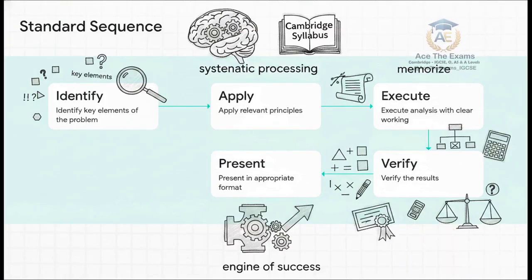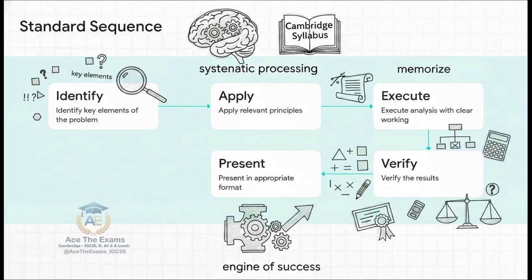First, identify the key elements. What are your independent input variables? And what is your continuous target output? Second, apply relevant regression principles, deciding whether a simple linear, multiple linear, or polynomial model fits the data distribution best. Third, execute your analysis with absolute clarity. Fourth, verify your results. Does the predicted data point actually make sense within the context of the problem? And fifth, present your findings in the correct format requested by the command word.